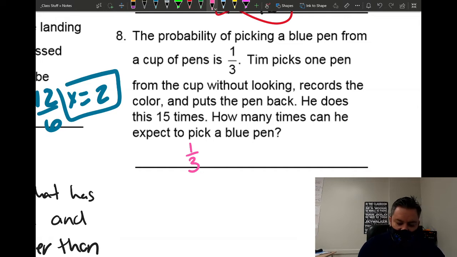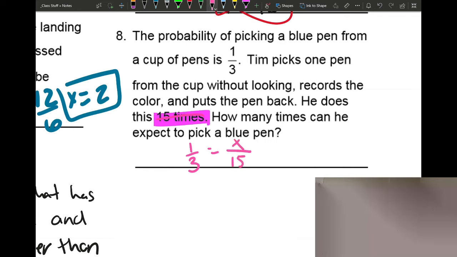Now, Tim picks one pen from the cup without looking, records the color, and then puts the pen back. He does this 15 times. How many times can you expect to pick a blue pen? He's putting it back, so there's going to be the same number of pens every single time. Okay? That's very important for later on. So I know that we're going to be doing this experiment how many times? 15 times. So the bottom of my other fraction is going to be 15.